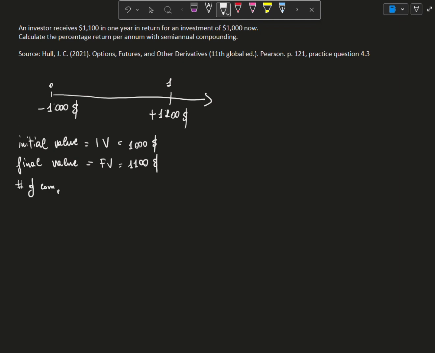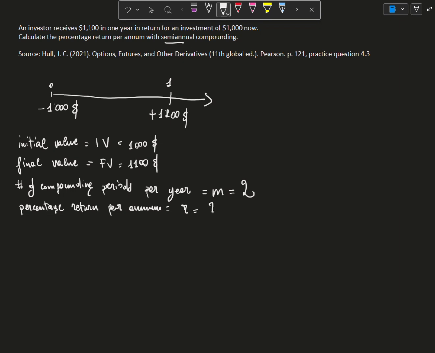And we have a number of compounding periods per year, which we will denote as M. In this case, it's going to be 2 because it's semi-annual compounding. And what we need to do is to calculate the percentage return per annum. Let's call it R, and this is our unknown, that which we need to find out.